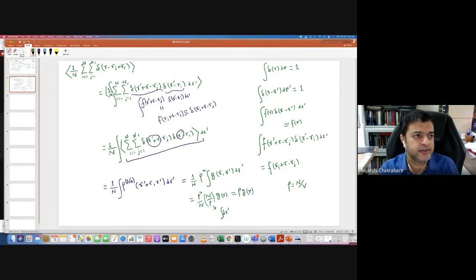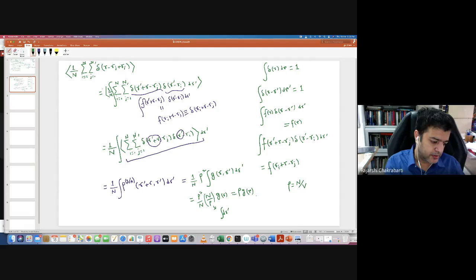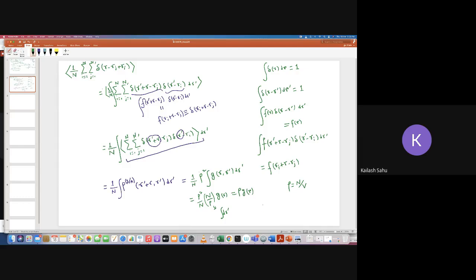You have to practice a lot, otherwise it's difficult. So this quantity can be expressed as rho times g of r. Essentially, this is the definition of g of r. Using the delta function, you define g of r. Are you fine with this?